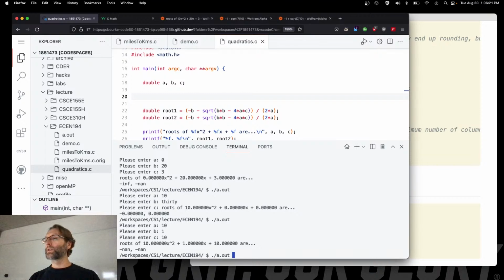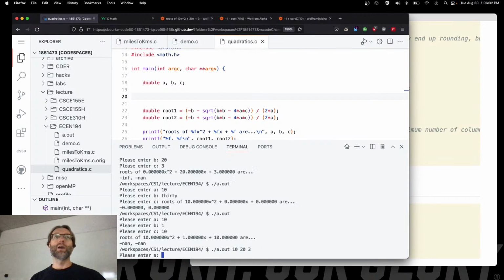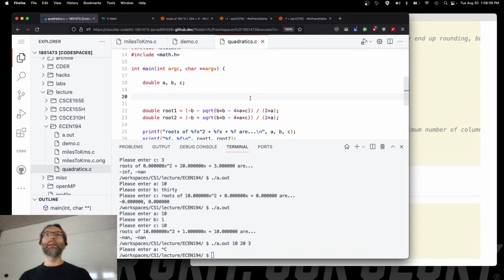Make sure that it works. So 10, 20, and 3. Right? There's my original input. I want to just give those 3 numbers as part of my command line execution. It's not going to do that right yet because I haven't recompiled it. So how could we do that instead? We can use this argc and this argv up here.